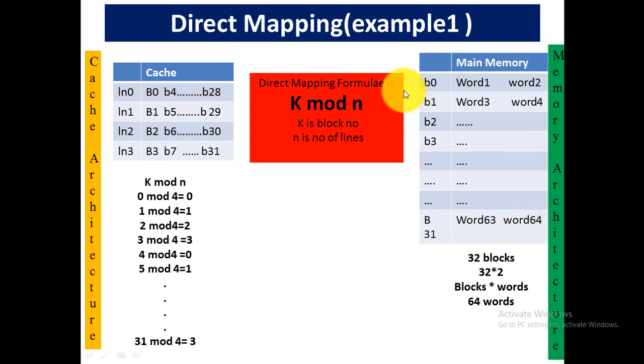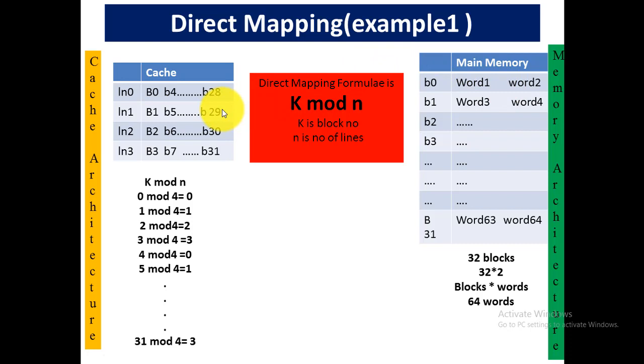We know that block 0 will come in line 0, block 1 will come in line 1, block 2 will come in line 2, block 3 will come in line 3, block 4 will come in line 0, right? In this way, we directly map data from main memory to cache. Hopefully you understand the concept.